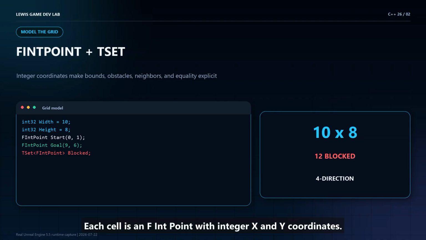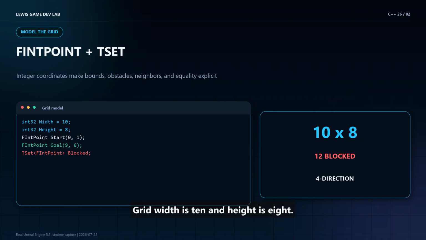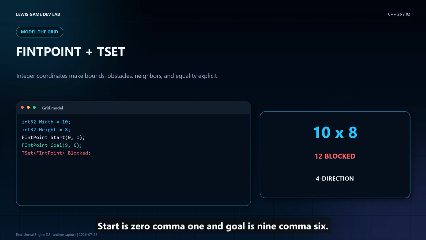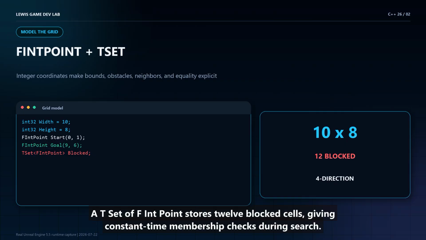Each cell is an FIntPoint with integer x and y coordinates. Grid width is 10 and height is 8. Start is 0, 1 and goal is 9, 6. A TSet of FIntPoint stores 12 blocked cells, giving constant time membership checks during search.